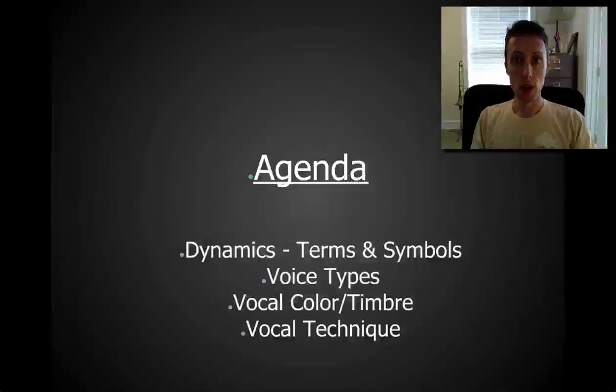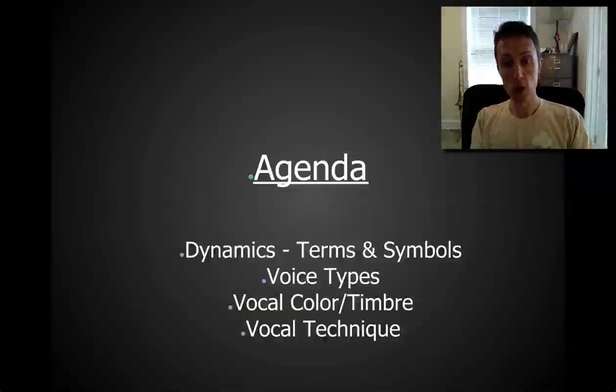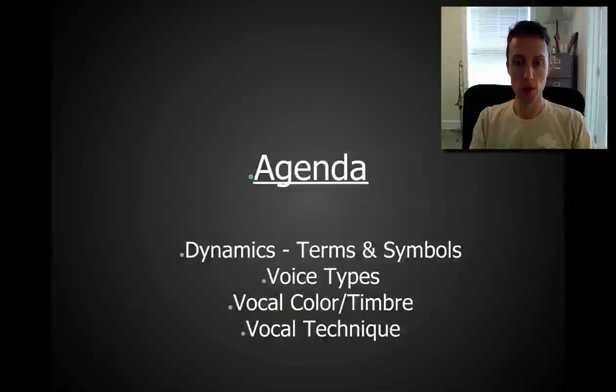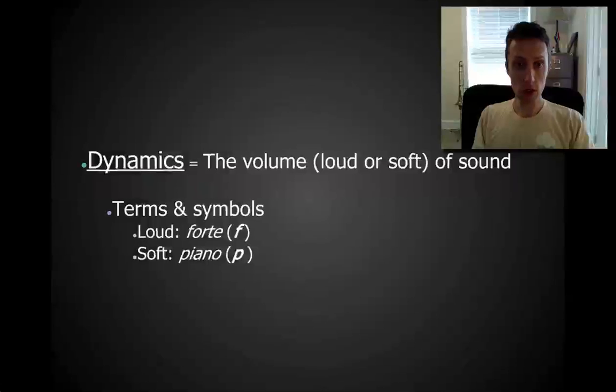So, on today's agenda, we're going to talk about dynamics, remember, which is the volume of music, the terms and symbols associated with those. We're going to talk about voice types, the 4 different kinds of human voice types, vocal color and timbre, and just a little bit about vocal technique. So that's all singing stuff. So dynamics and singing. Let's get started.